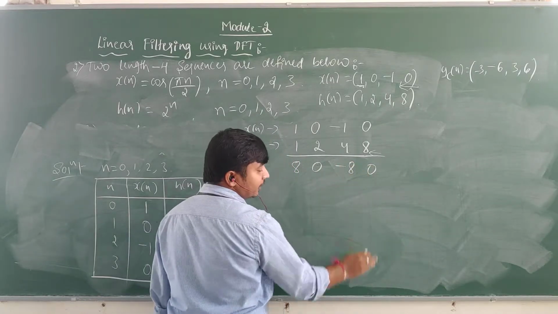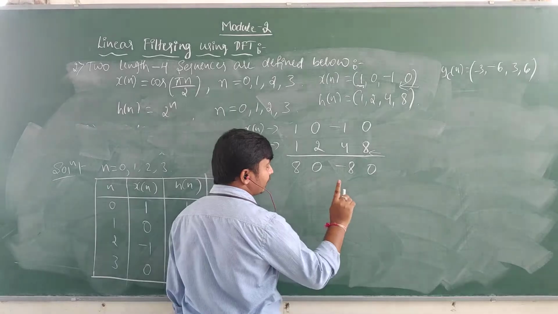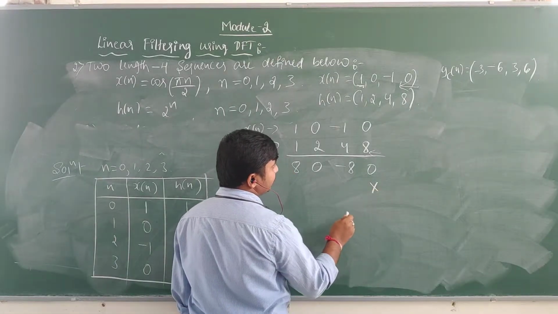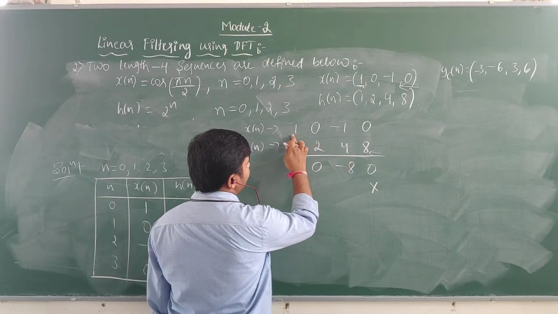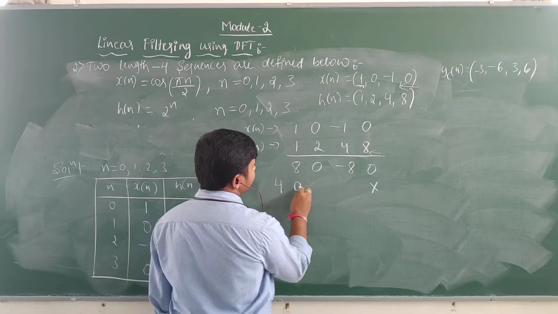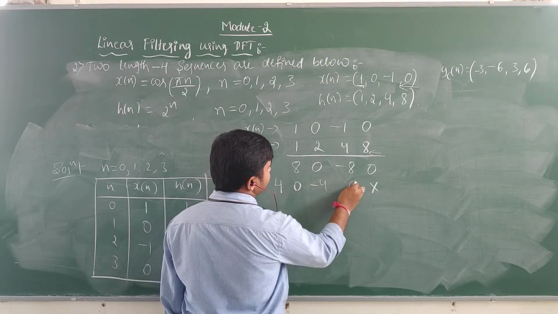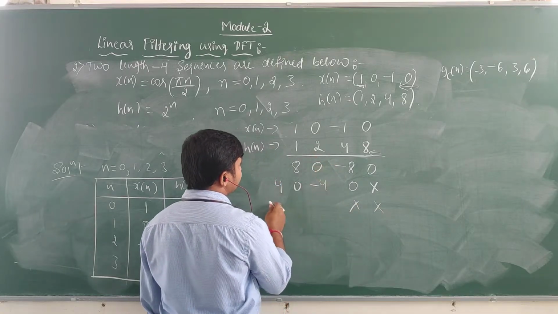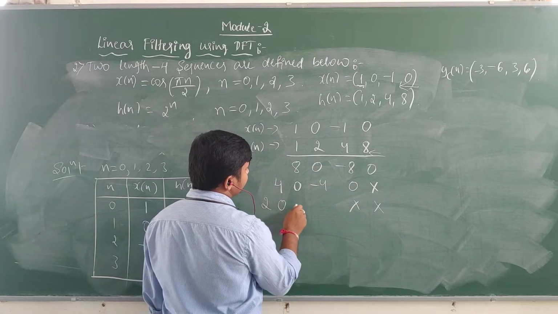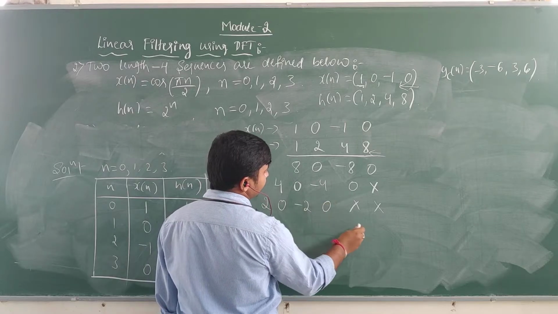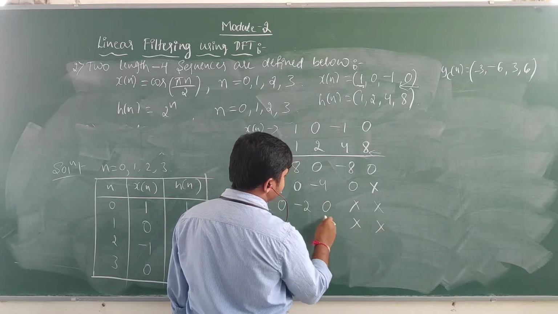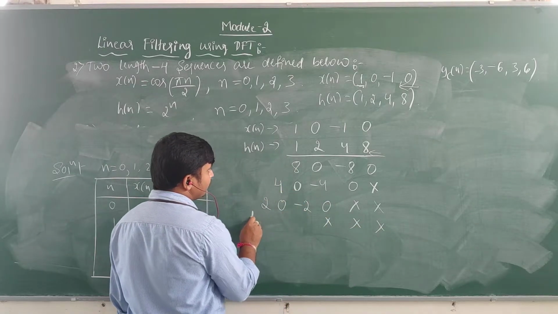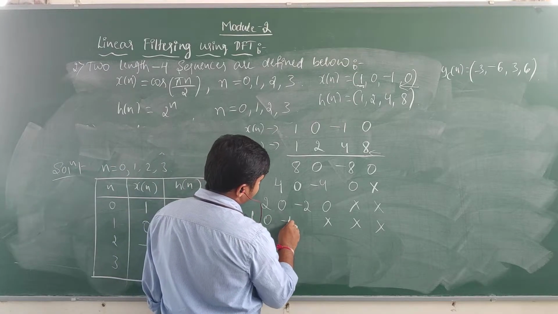Okay, so next what I need to do? I need to leave one space at the last. Next element is 4. 4 ones are 4, 0, minus 4, 0. Next leave one more space. Next element is 2. 2 ones are 2, 0, minus 2, 0. Again leave one more space. Next element is 1: 1, 0, minus 1, 0.